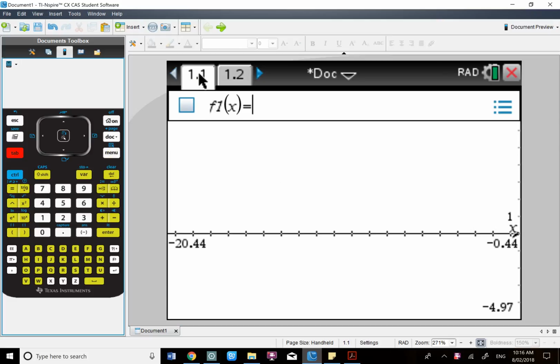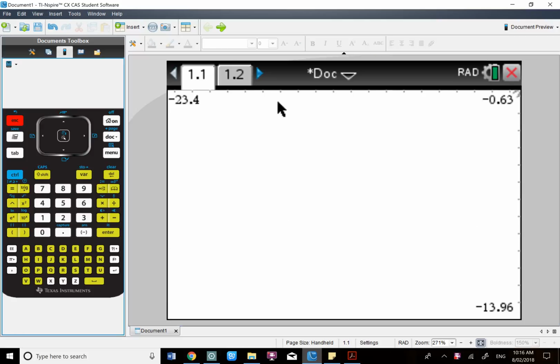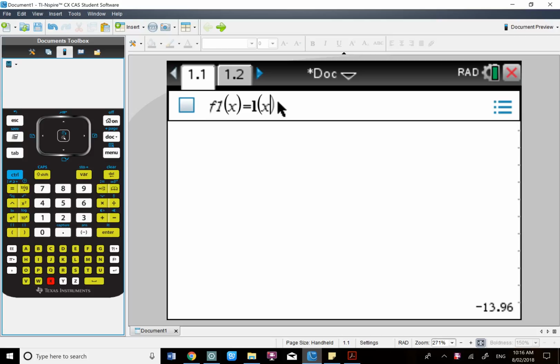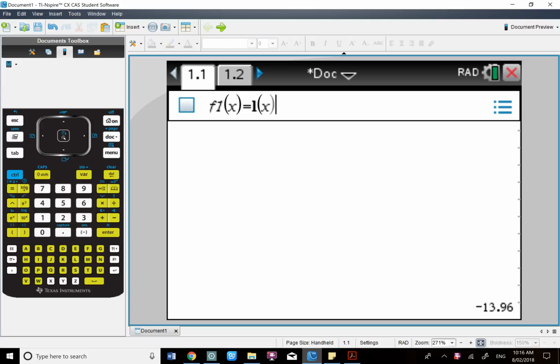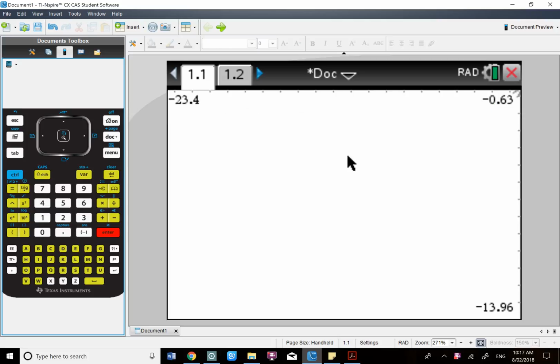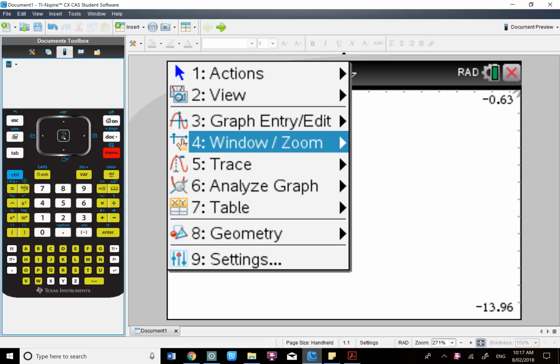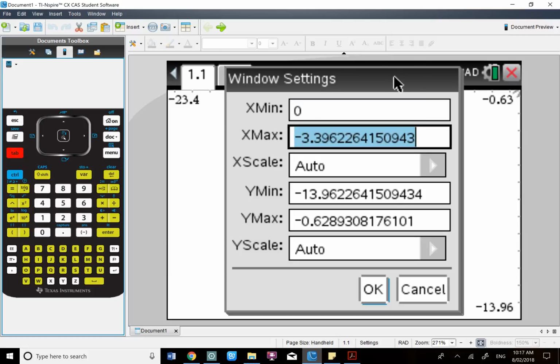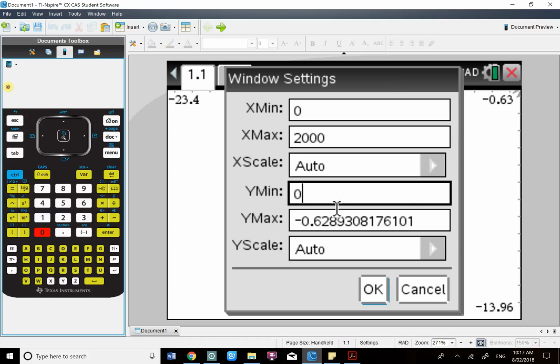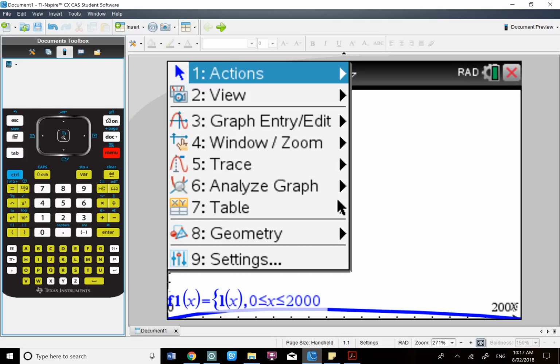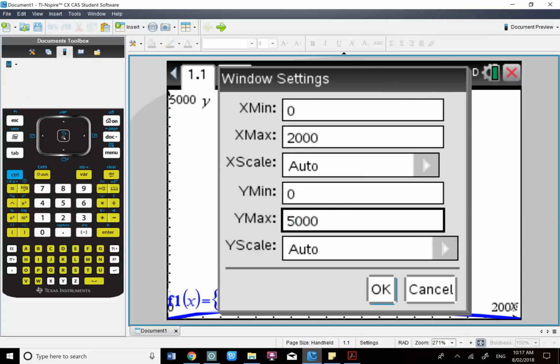Okay, go for height f1(x). You have defined it. Go for L(x), and remember to define the domain because it's only for 0 to 2000. Control equal, the bar, and go for 0 less or equal to x less or equal to 2000. Go for enter. I can't see anything because I haven't adjusted the window. So go for window settings. The minimum is 0, the maximum I will put 2000. For y, minimum is 0 and I don't know what the maximum is. Let's put 5000. Oh, it's too large. Go for 500. Yeah, that's better.